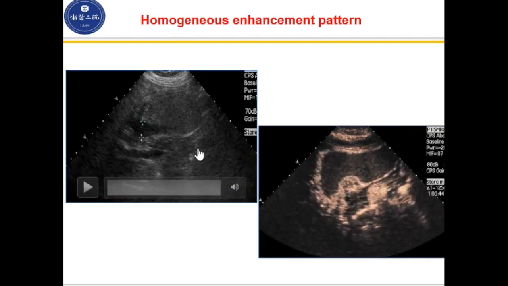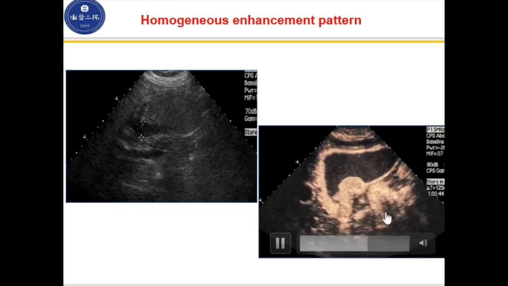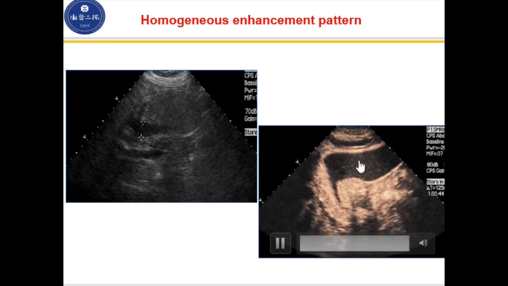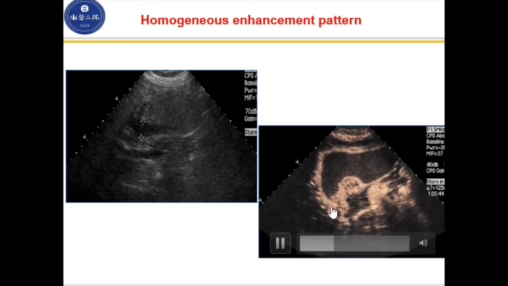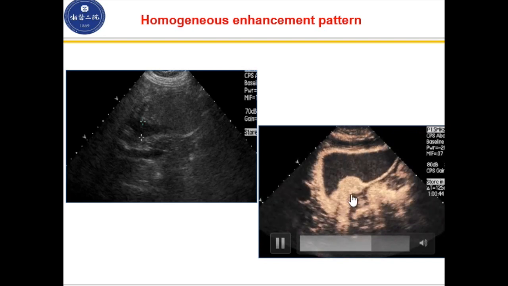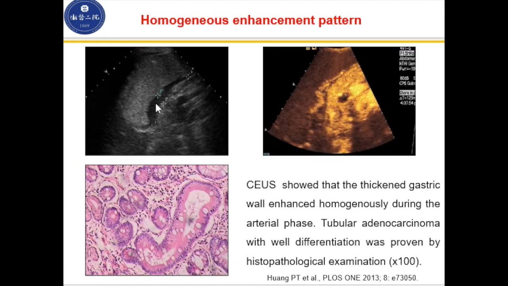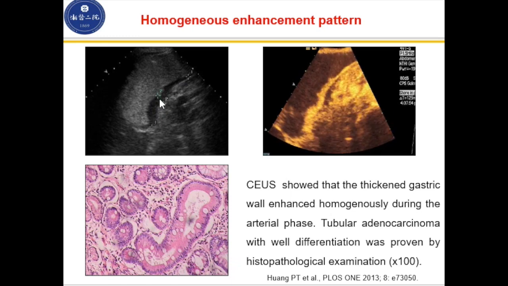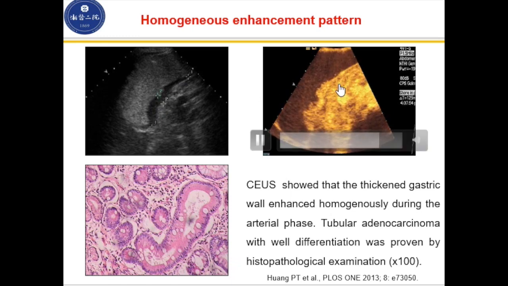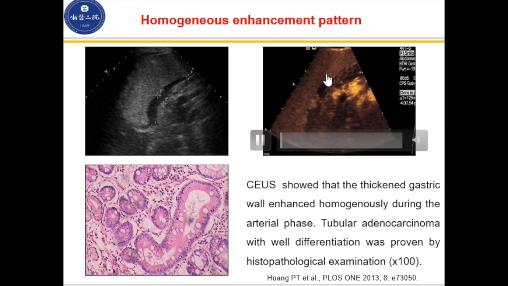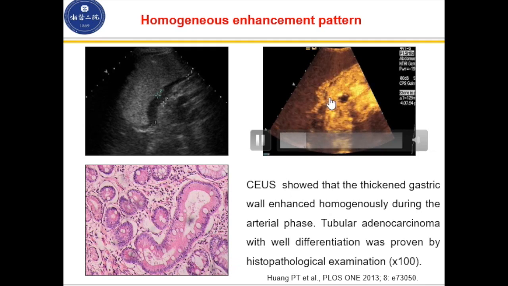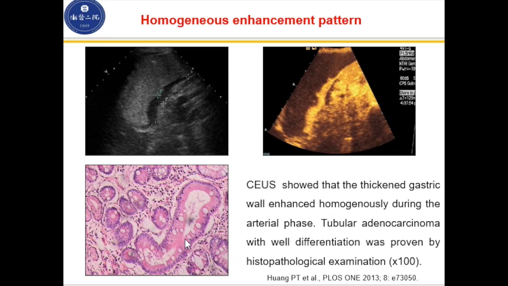And now let's look at this case. The lesion was enhanced with a homogeneous enhancement pattern in the early arterial phase without defect in the lesion, which can be classified into the homogeneous enhancement pattern. And in that case, we can find the gastric wall thickened with hypoechogenicity, and the lesion was enhanced with a homogeneous enhancement pattern in the early arterial phase. And tubular adenocarcinoma with a well differentiation was proved by histopathology examinations.